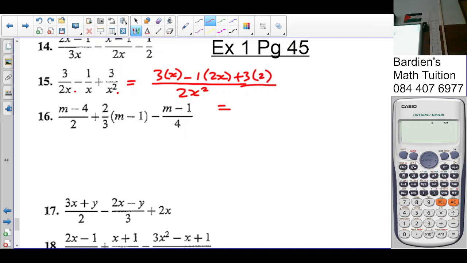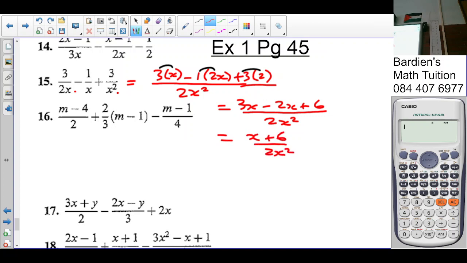So what do I do now? Multiply and get rid of the brackets. So what do we get? 3x minus 2x plus over like terms. What is 3x minus 2x? Plus 6 over? Who got that one right?